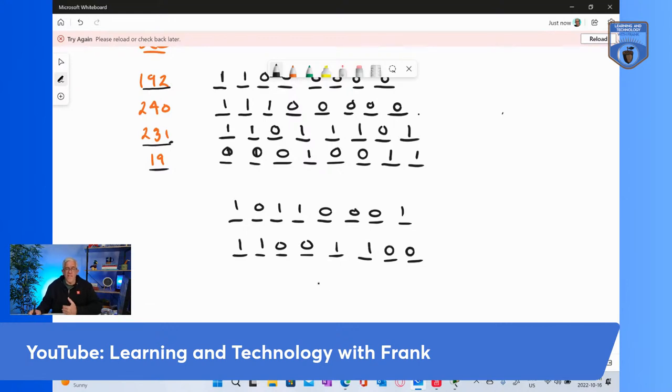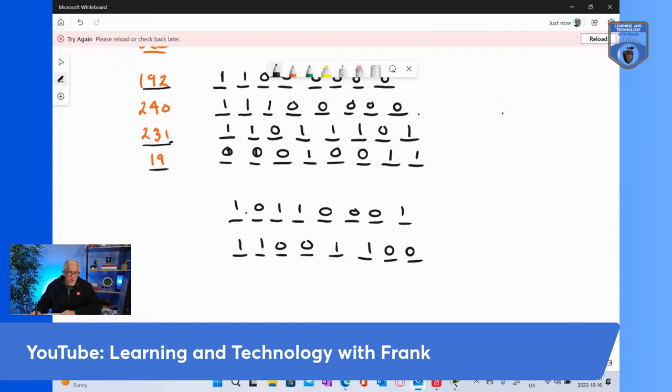Now, the first thing is a little bit of a trick: you can see this is going to be an odd number, because the only way to get an odd number is by making that last bit a one. And this is going to be an even number because it's base two. So that's a little bit of a check, but we want to make sure that we get the right number.